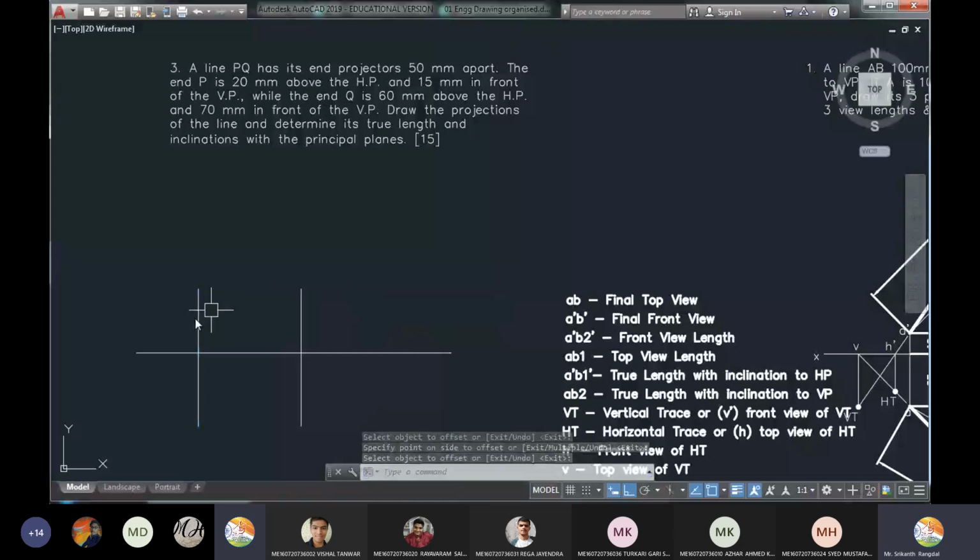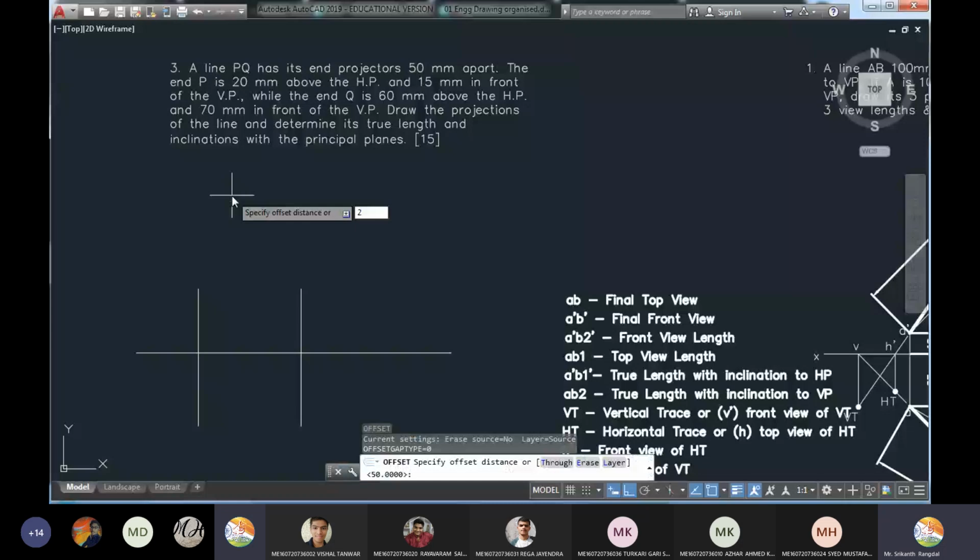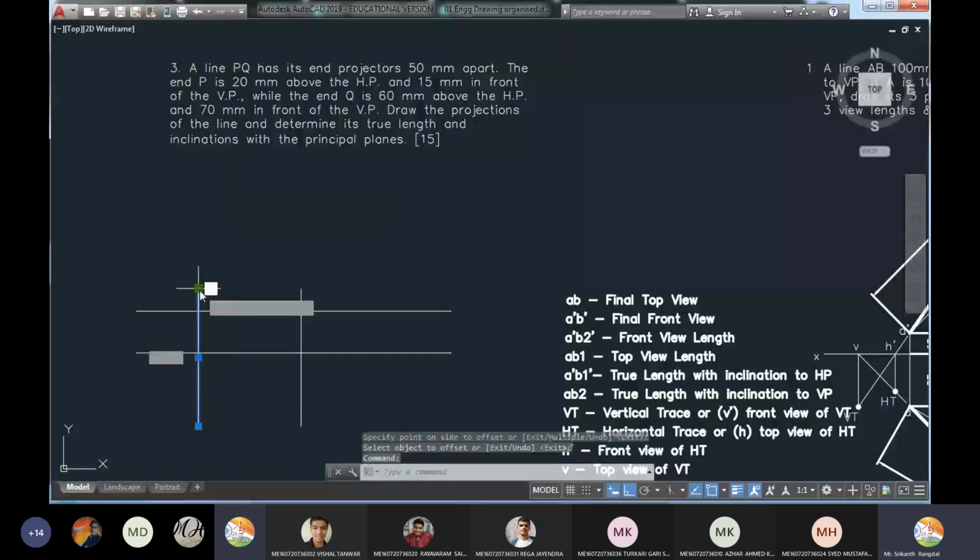So the front view should appear in between these two, and the top view should appear in between these two. Okay, the final front view and final top view. Clear? Now the end point P is 20 mm above HP. So from this, you have to take a distance of 20. I will use offset to do this. So O enter, 20 enter. This line should come only up to 20 above HP. This line, my work is over, so I'll just delete it.